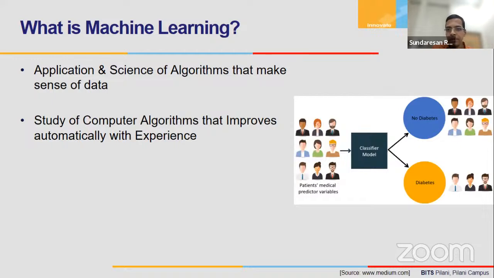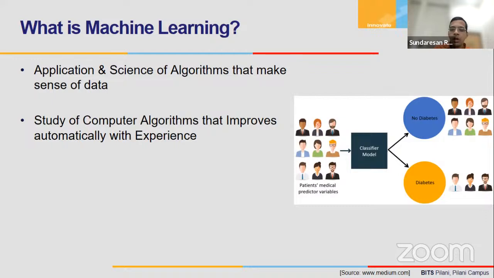Let's take a simple example. We have different patients, predictor variables, different features, and those are fed into a classifier model. We may call it by different names, like a machine learning system, learning algorithm, or a model. All these basically refer to mathematical equations or formulations, which when learned can be used to make a prediction. And so the output here is to identify whether a person, based on those variables, has diabetes or not.